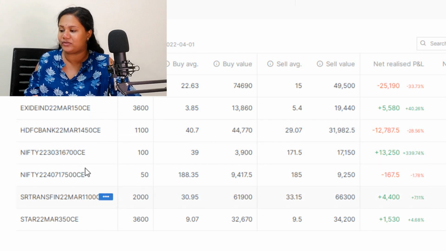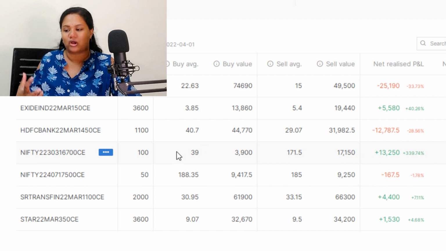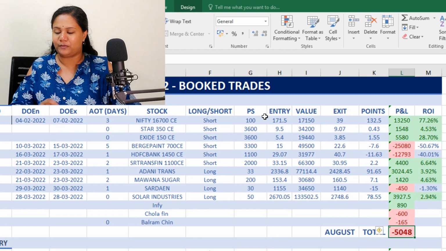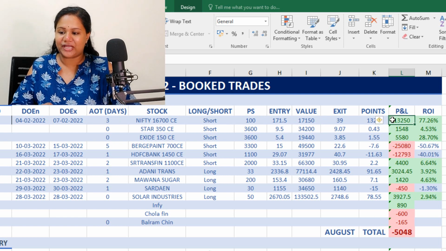In the beginning of the month, I made these profits, which was actually giving me a lot of confidence. Actually, when the month started, I was very, very positive about how my trades were going. So if you can see, in Nifty, I made 13,000 rupees of profit. Exide, I made 6,000 profit.